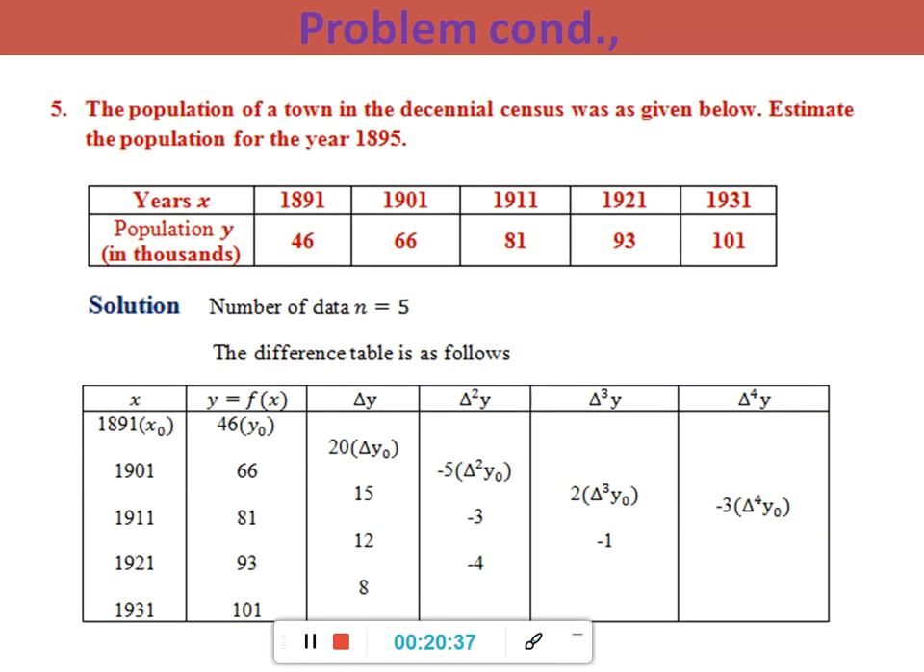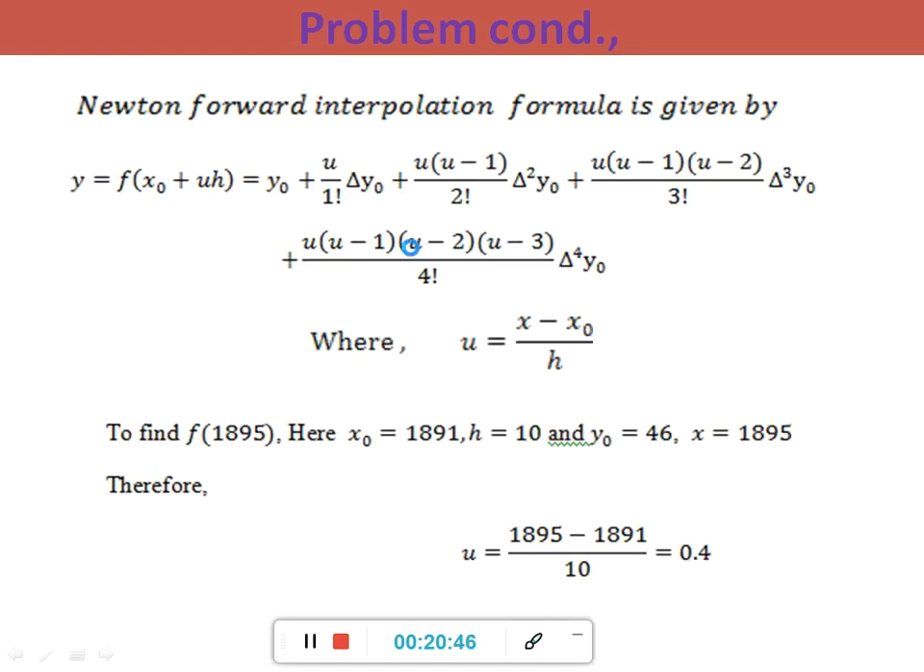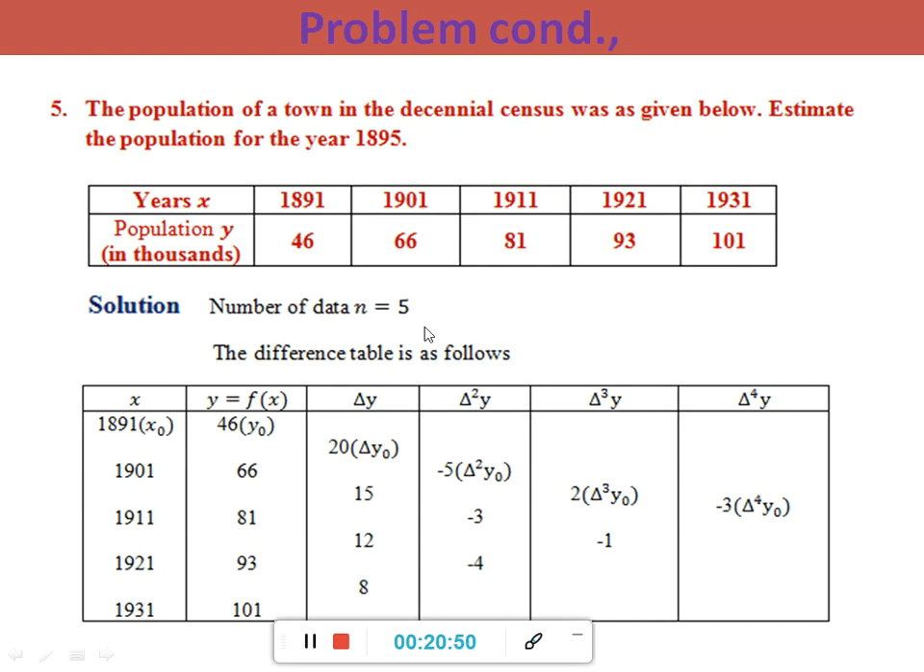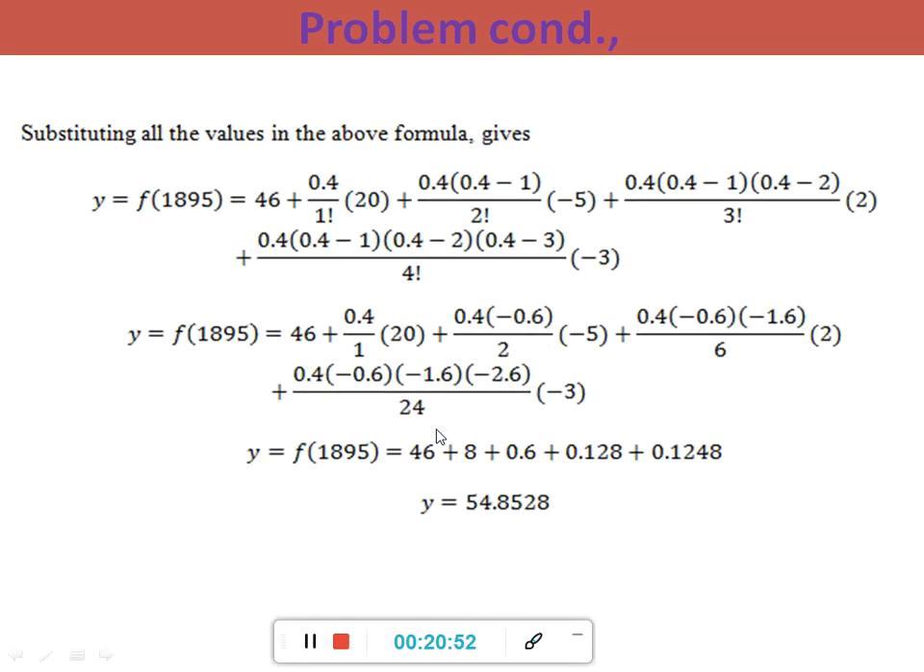Now to check whether our result is right or wrong: 1895 lies between these two values, so our value must lie between 46 and 66, right? See the result here, 54, that lies between these two values, so our value is correct. Thank you.